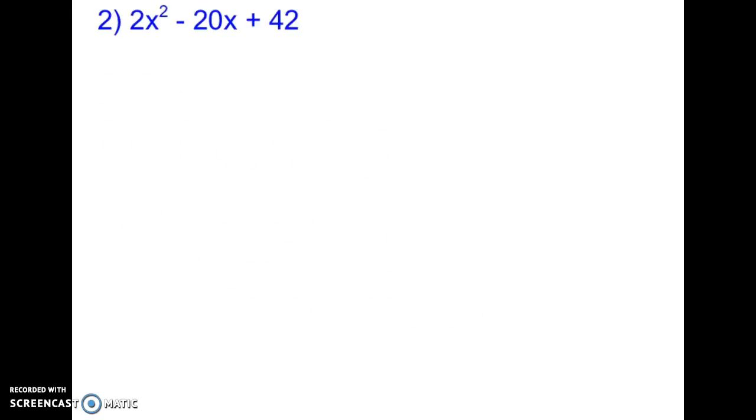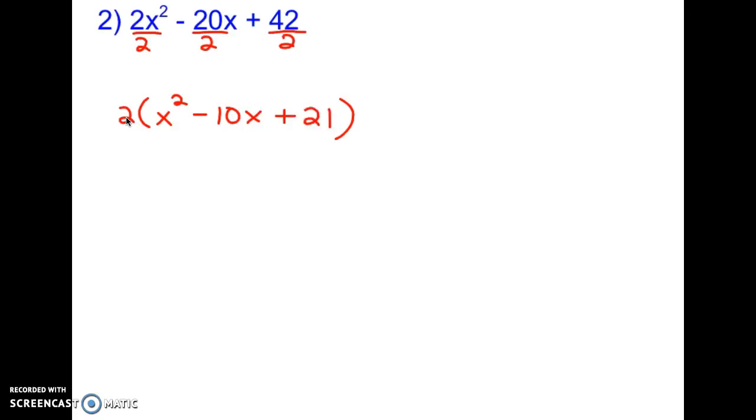Okay, my second problem that I have is a trinomial. I got 3 terms. So again, just like I normally do, I'm going to look and see if I can take something out of all 3 terms. In this case, I can. I can take out a 2, so I'm going to do that first. I'm going to write what I have left. If I take a 2 out of each term, I'm left with x squared minus 10x plus 21.